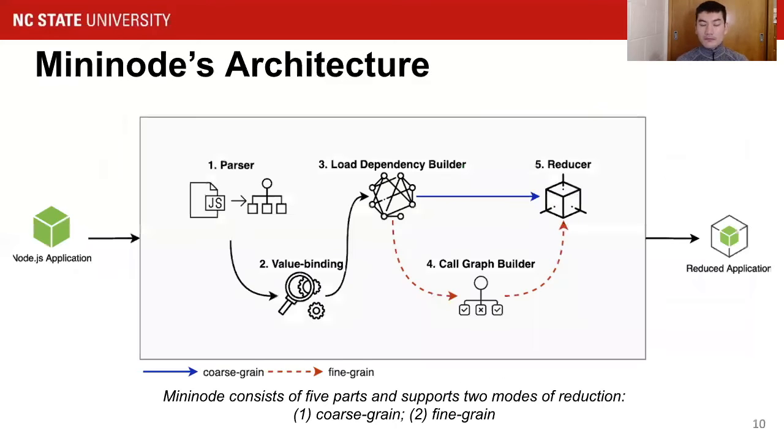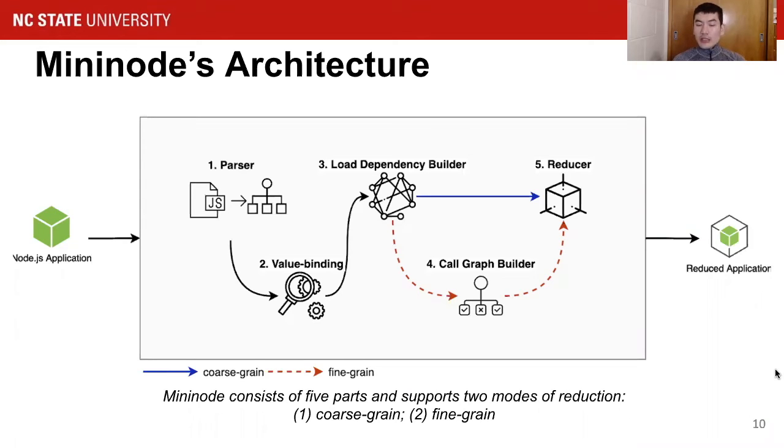So this is an unintuitive example of a challenge that we need to resolve to implement our solution, MININODE. On this slide, you can see the overview of the MININODE architecture. MININODE consists of 5 different parts: parser, value binding, load dependency builder, call graph builder, and reducer.